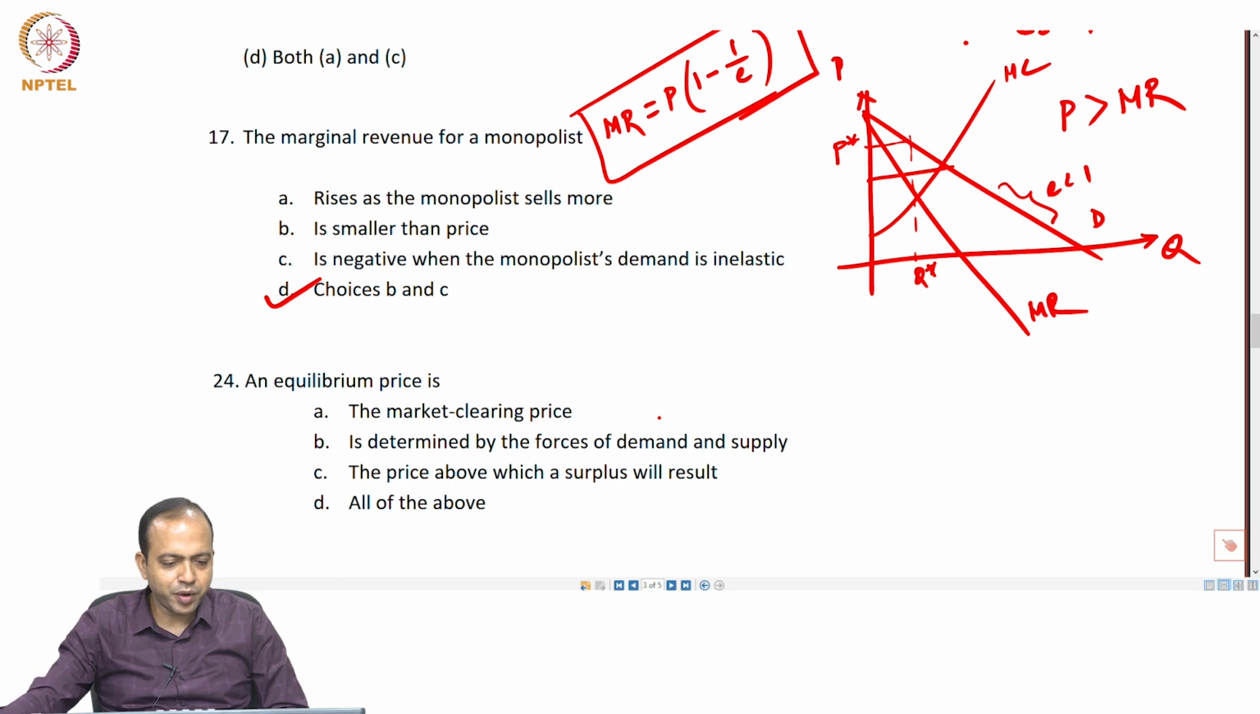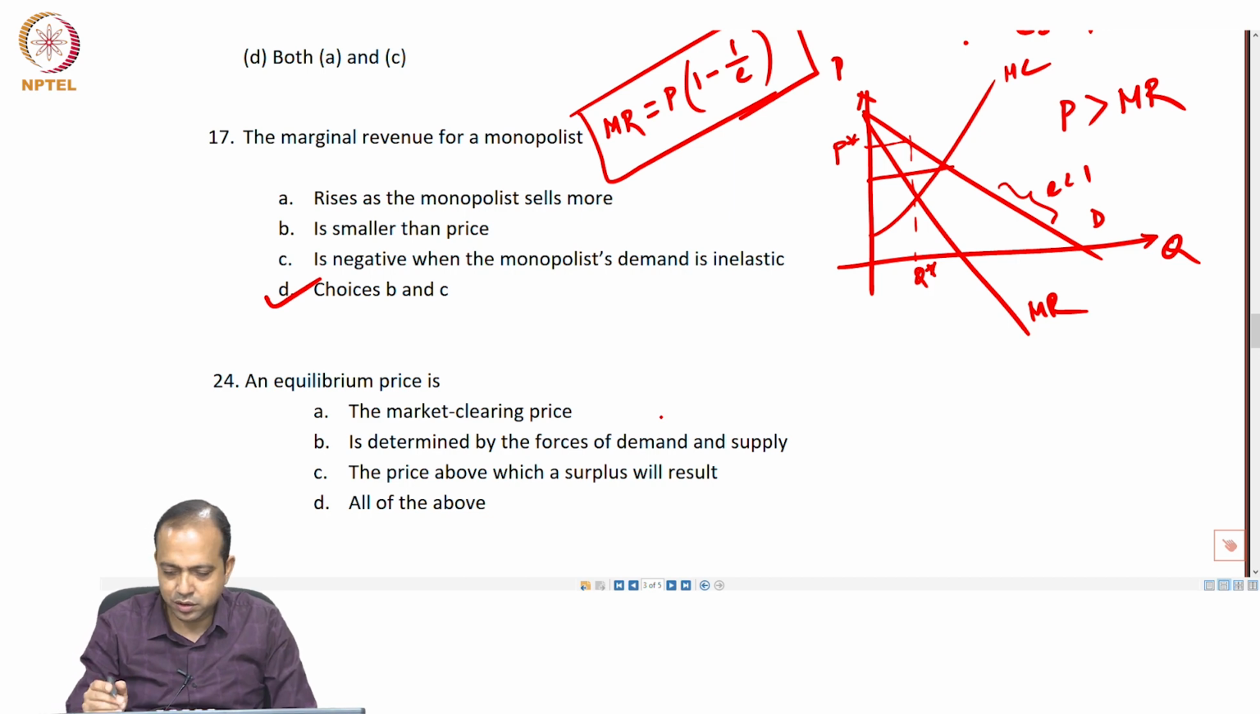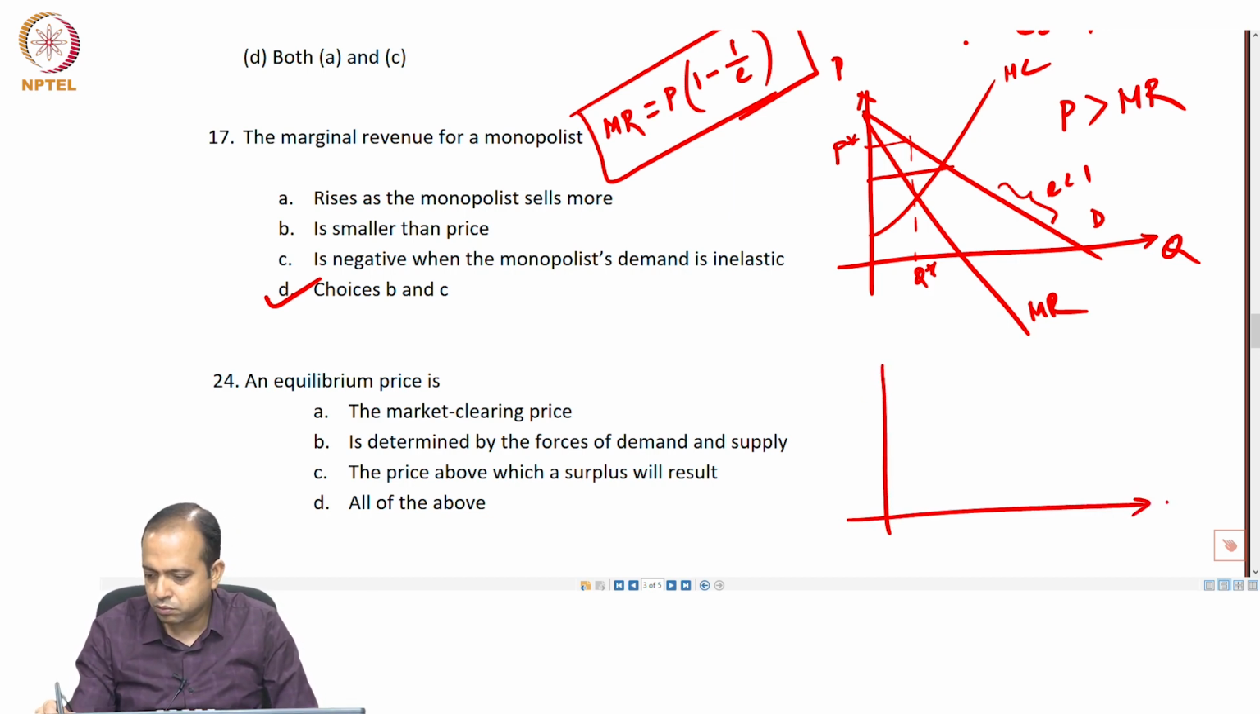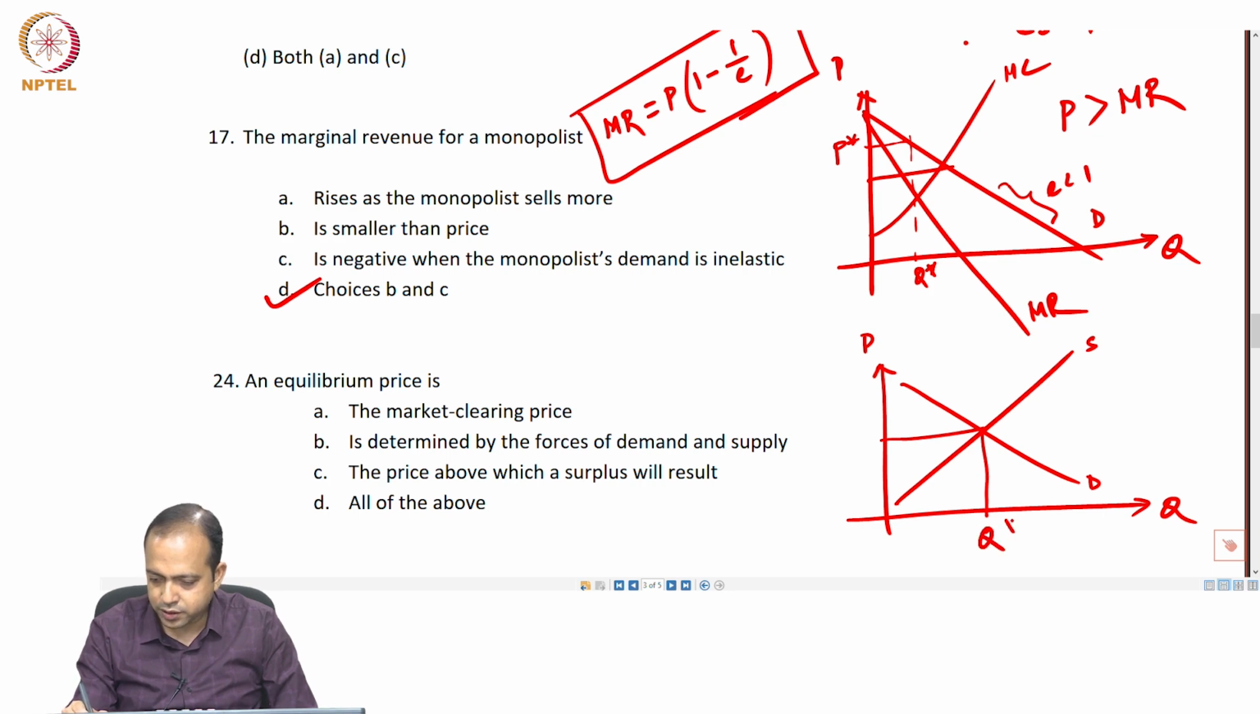An equilibrium price is the market clearing price, is determined by the forces of demand and supply, the price above which a surplus will result, all of the above. So, equilibrium price, this is demand, this is supply, this is the equilibrium price and quantity.